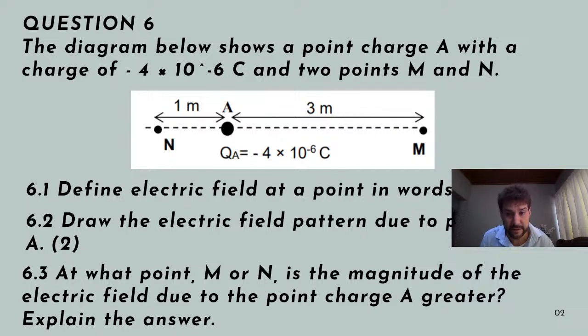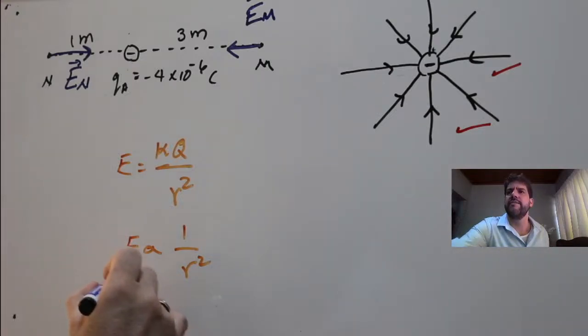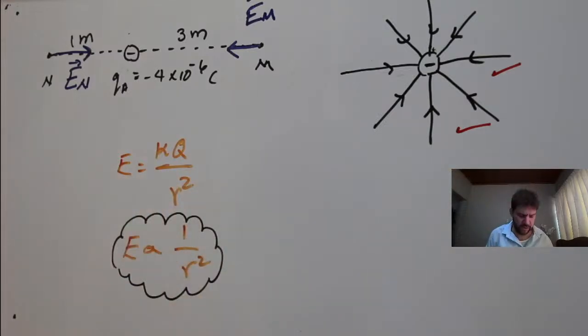It is N because it's closer to A, and then you have to say that the electric field at a point is inversely proportional to the distance squared, like we wrote on this point here. That will give you the final mark for that question. That is a very good question.